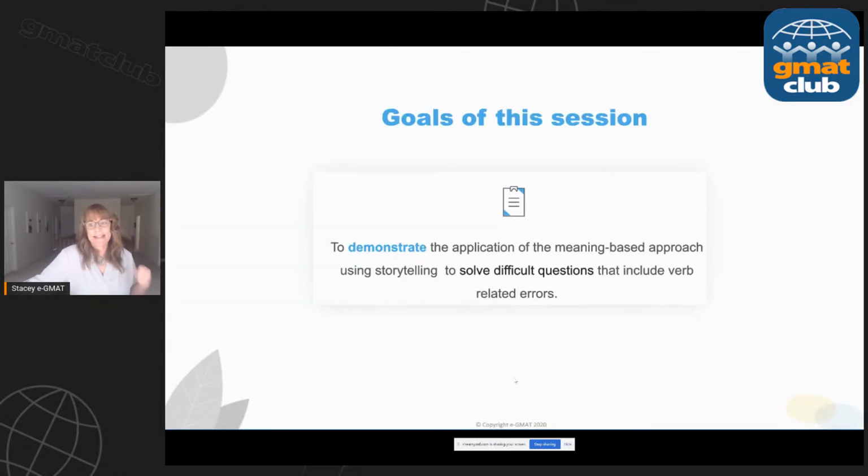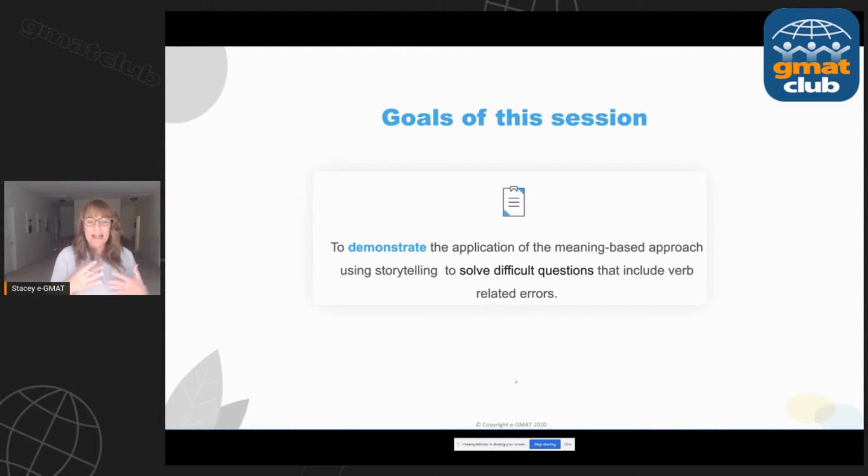The goal of this session is to demonstrate the application of eGMAT's cornerstone meaning-based approach using what I call the storytelling method. What I mean by storytelling is that the sentences we see in the sentence correction portion of the GMAT are little micro stories. They're just the author communicating a small story to us. And the verbs are just the voice to express the events of that story.